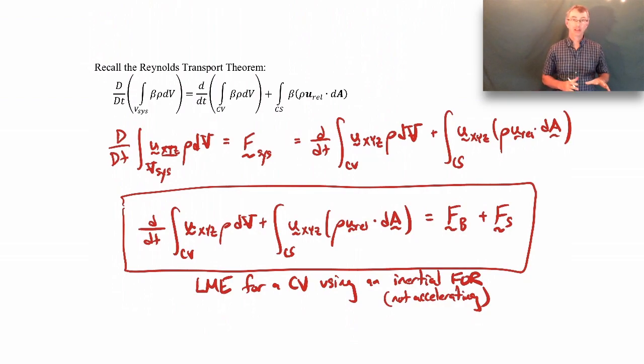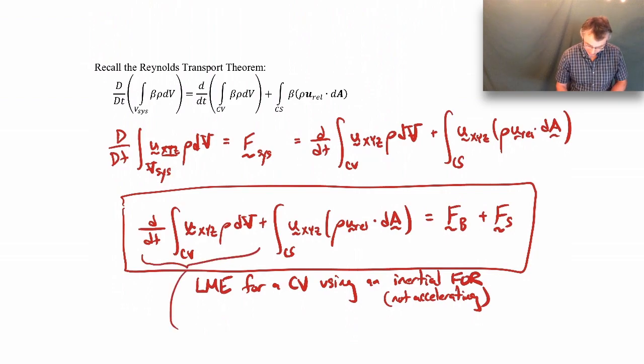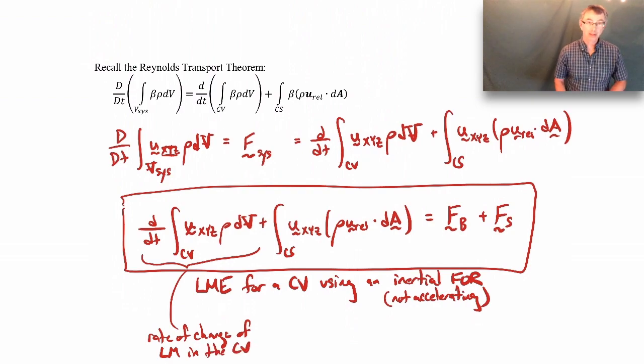So I'll start on the left-hand side, and then I'll work my way to the right. The first term, right here, is the time rate of change of linear momentum within the control volume. Write it down here, this is the rate of change of linear momentum in the control volume. The reason I know it's within the control volume is because the integral has a subscript CV. It means I'm integrating for all of the elements within the control volume.